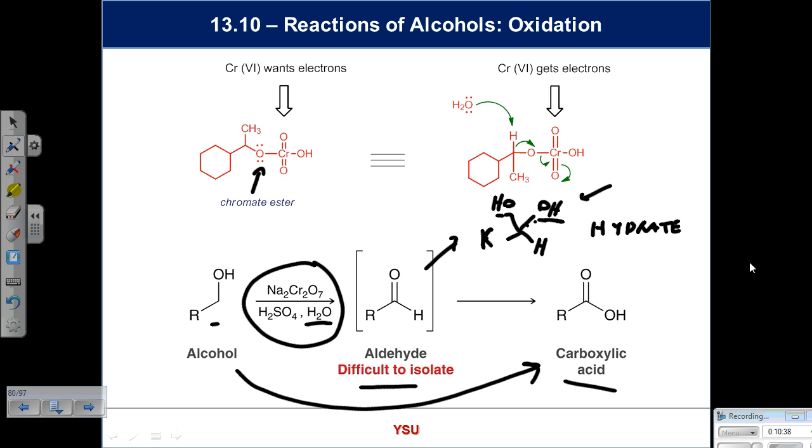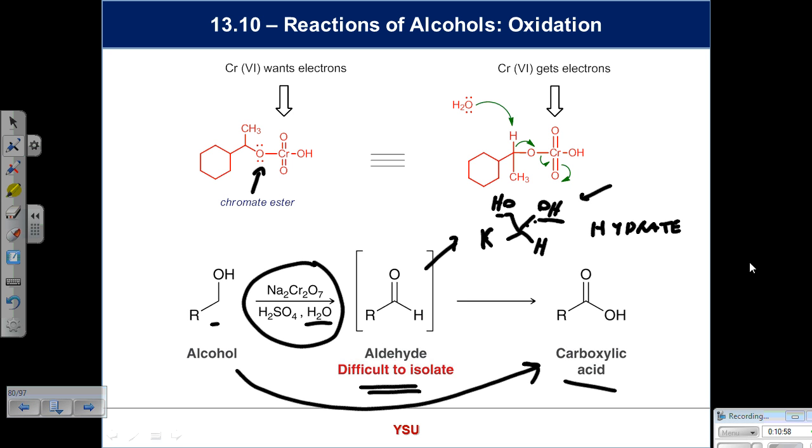So the last thing you need to make a note of on that slide is that if you oxidize a primary alcohol with chromic acid, which is either made from chromium trioxide and sulfuric acid, or it's made from sodium dichromate and sulfuric acid, you will go to the carboxylic acid. You will form this in the middle, but you won't stop there.